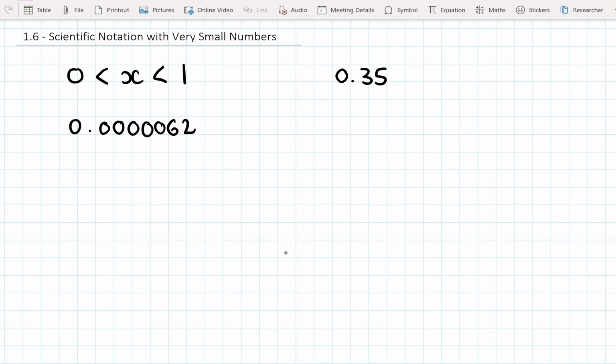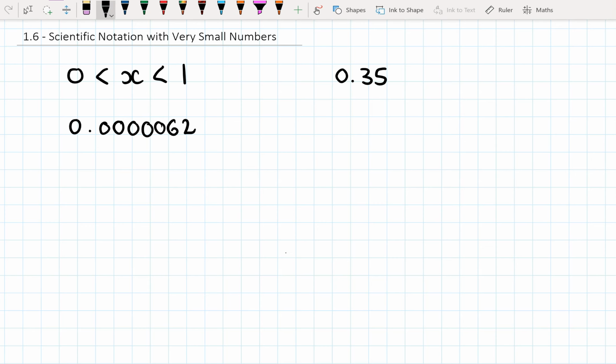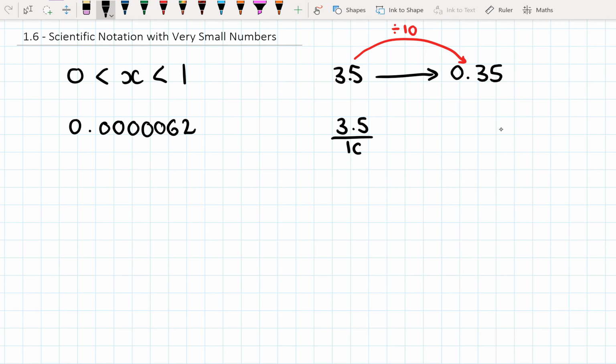Now let's have a look at this 0.35. I want to start by looking at how we get from 3.5 to 0.35. How do we get from there to there? Hopefully you know that if you go from 3.5 to 0.35, we divide by 10. That's pretty clear, right? Now, we can therefore write 0.35 as 3.5 over 10.